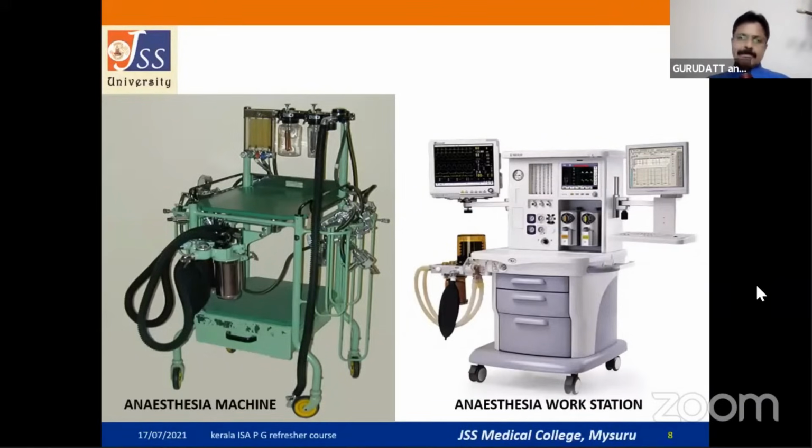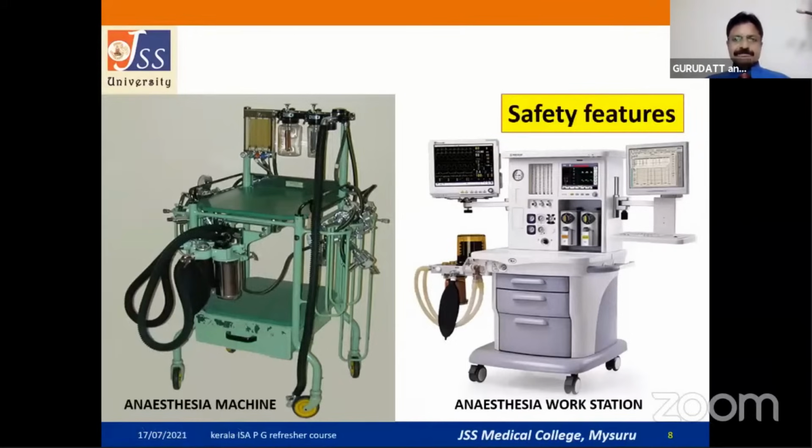One thing that is very important to answer is that the anesthesia machine is purely a pneumatic one. It doesn't have electrical and electronic components, whereas the anesthesia workstation has the pneumatic system and also has electrical and electronic systems as well. And one more difference is that the anesthesia workstation has an integrated ventilator and integrated monitors, which the anesthesia machine doesn't have. And the most important of all these is the safety features.